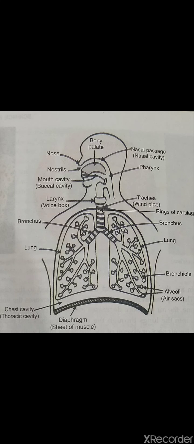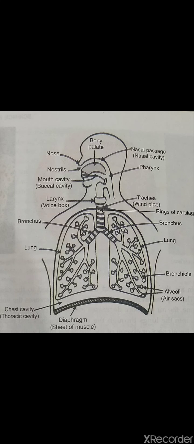So the trachea runs down the neck and divides into two smaller tubes called bronchi at its lower end. The singular of bronchi is bronchus. The two bronchi are then connected to the two lungs. The lungs lie in the chest cavity, or you can say thoracic cavity, which is separated from the abdominal cavity with the help of the diaphragm. Fine.